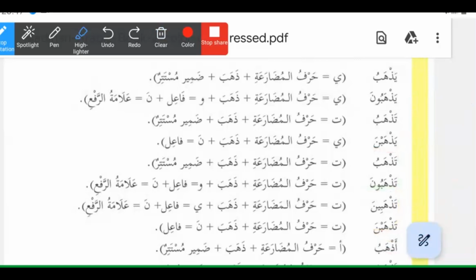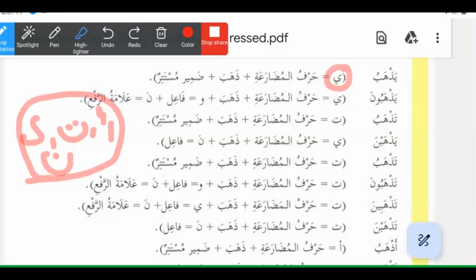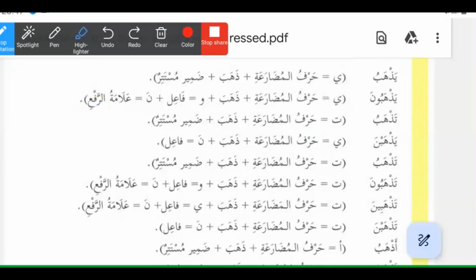Likewise, it's mentioned here yazhabu. What is the new thing which is being added? That is the ya. That's why it's called harful mudari'. Here you can see ya, ta, hamza, and noon. Ya, ta, hamza, and noon are the ahraful mudari', the letters which are being added in the future tense. So yazhabu: ya is harful mudari', zahaba is the fi'l, and the zamir is mustatir.